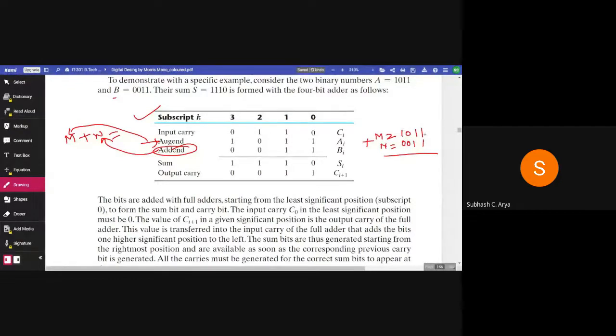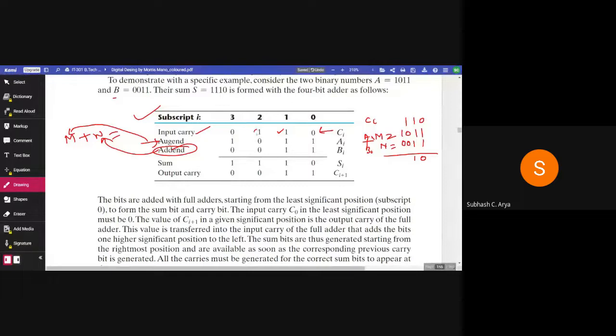So what do we do? 1 plus 1 will be 2, and in 2 the sum will be here and the carry will be here. That is why you can see one more row is given here, called input carry, CI. And here M is AI and N is BI. Now you can see 1 plus 1 plus 1. This will be 3. It means 1 will be the sum and one more carry has come, which is given here. Initially it is 0 here because there is no input carry.